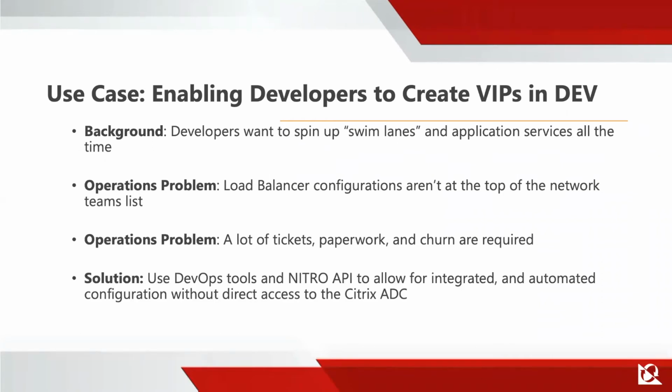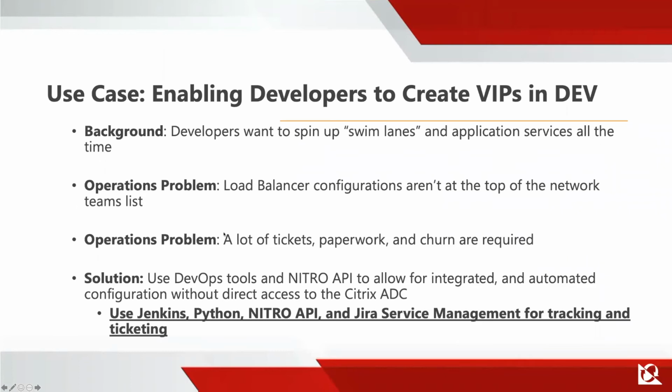So the solution to this would be to use DevOps tools and the NITRO API to allow an integrated and automated configuration without direct access to the ADC. So we're not giving the developers access to the NetScaler, where they may mess something up with 1,000 different V servers on there. It is easy to accidentally misclick the wrong one and delete it or disable it, causing an outage somewhere. So we do all the work for them. They just tell us what they need done. And we'll achieve this using Jenkins, Python, the NITRO API, and Jira Service Management.